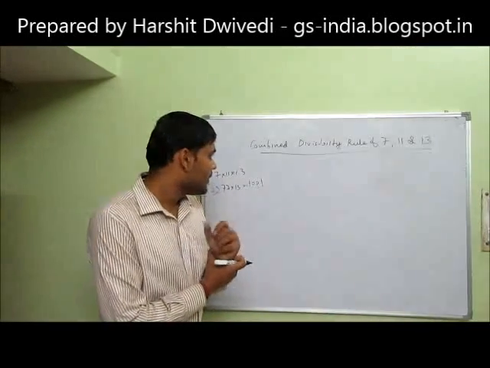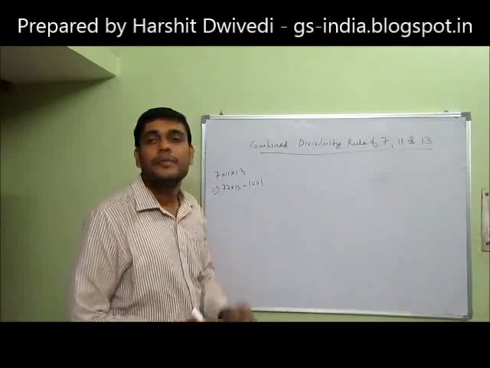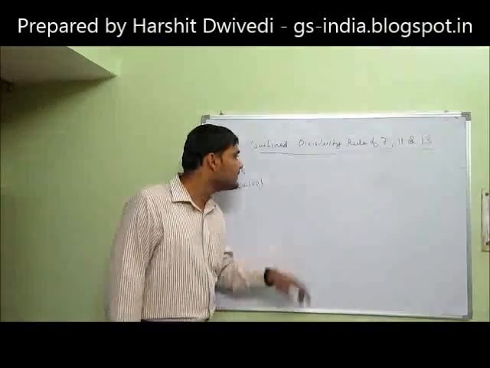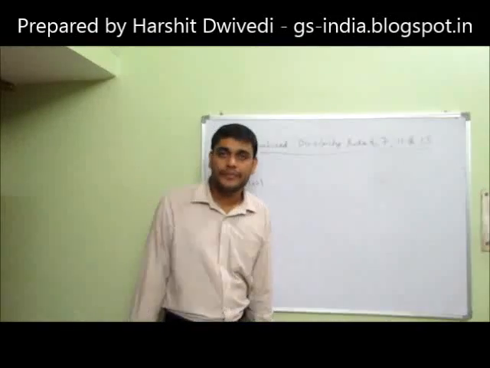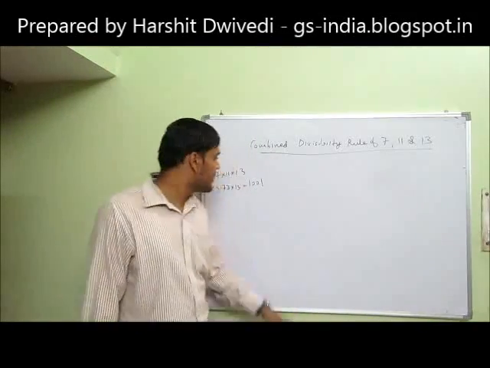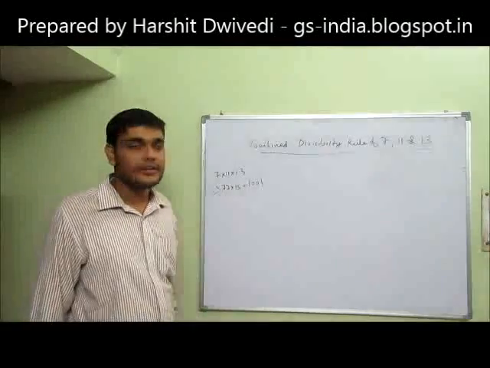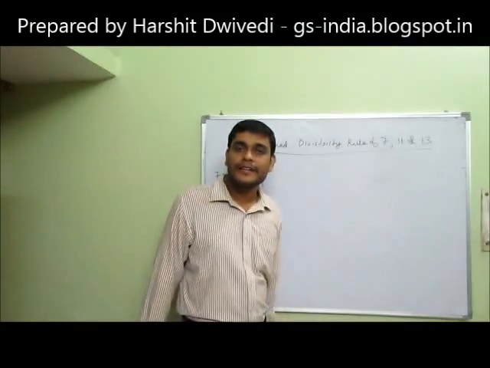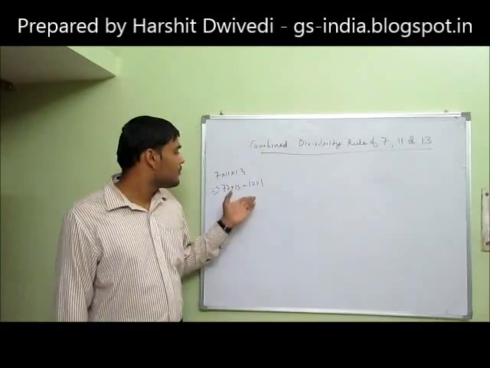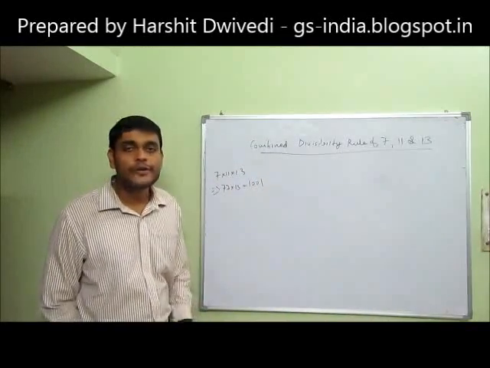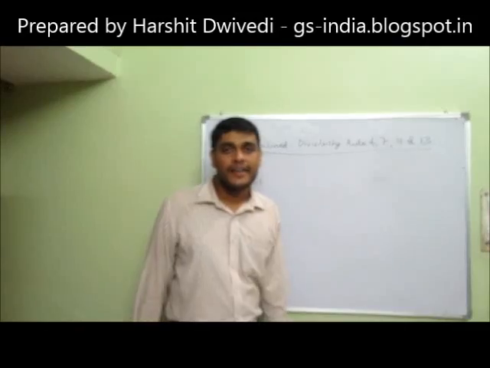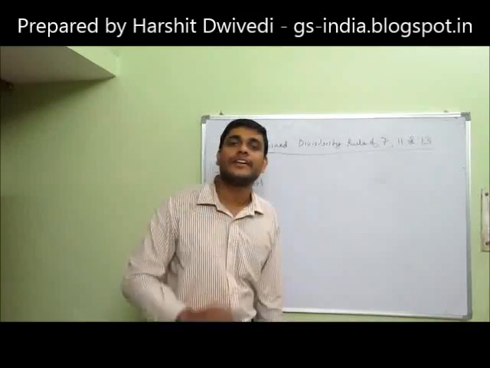Now, if a number is divisible by 1001, that number will also be divisible by 7, 11 and 13. This is the logic, because the factors of 1001 are 13, 11 and 7. I already told you that if a number n is divisible by k, then n is also divisible by each and every factor of k.